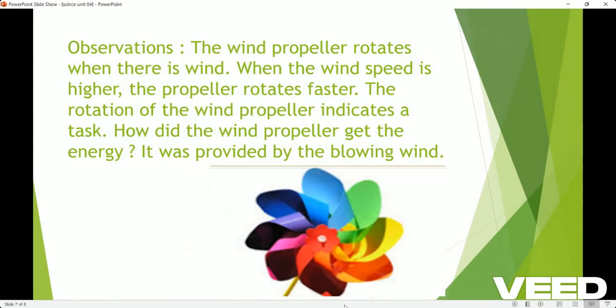Observation. Now we are going to see what the observation is. The wind propeller rotates when there is wind. When the speed is higher, the propeller rotates faster. The rotation of the wind propeller indicates a task. How did the wind propeller get energy? It was provided by the blowing wind.